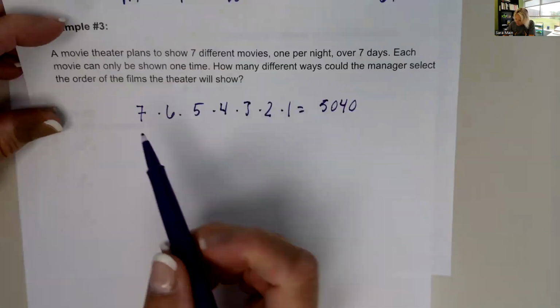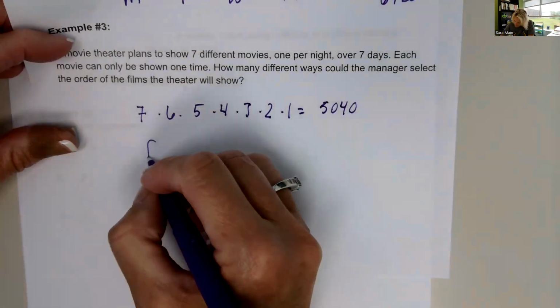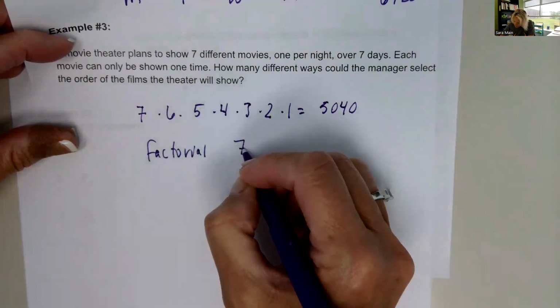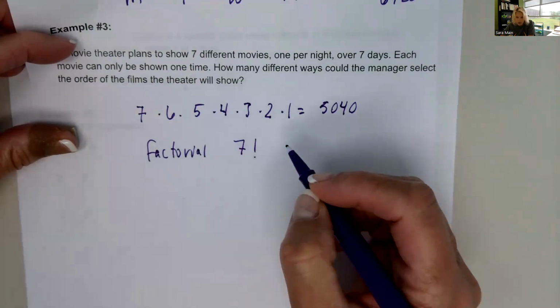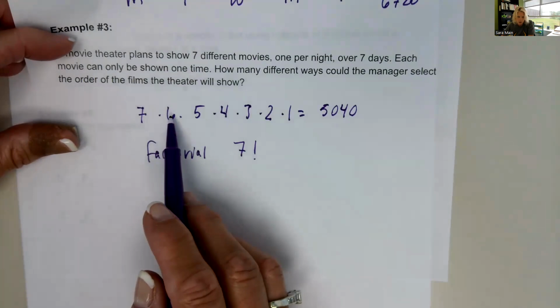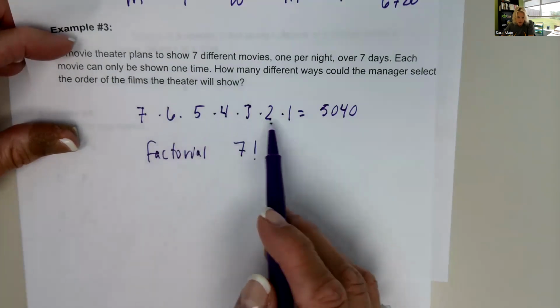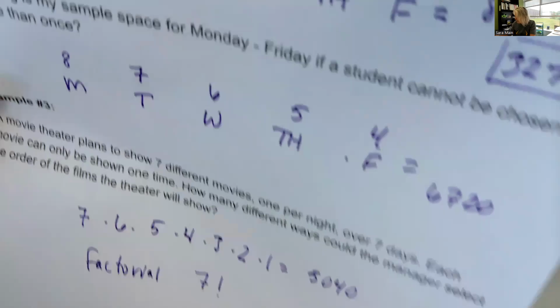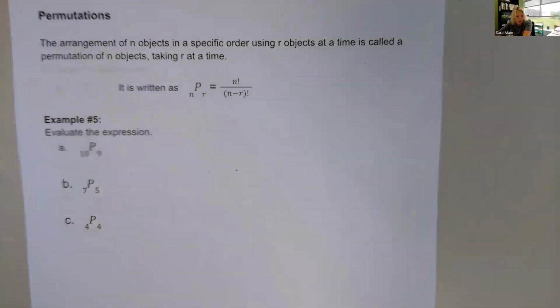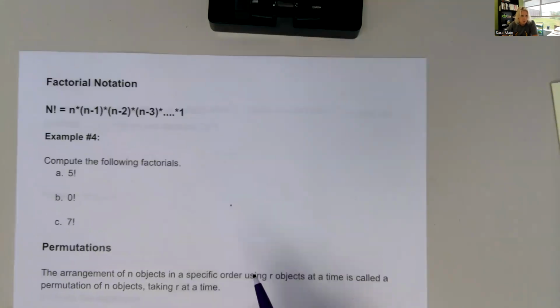And this, what we just did, is called a factorial. A factorial is shown with the number and an exclamation mark. And it means that you're taking that number and multiplying by that number minus 1, and multiplying that by subtracting 1 again, all the way down through 1. So on the next page is the official definition of a factorial.